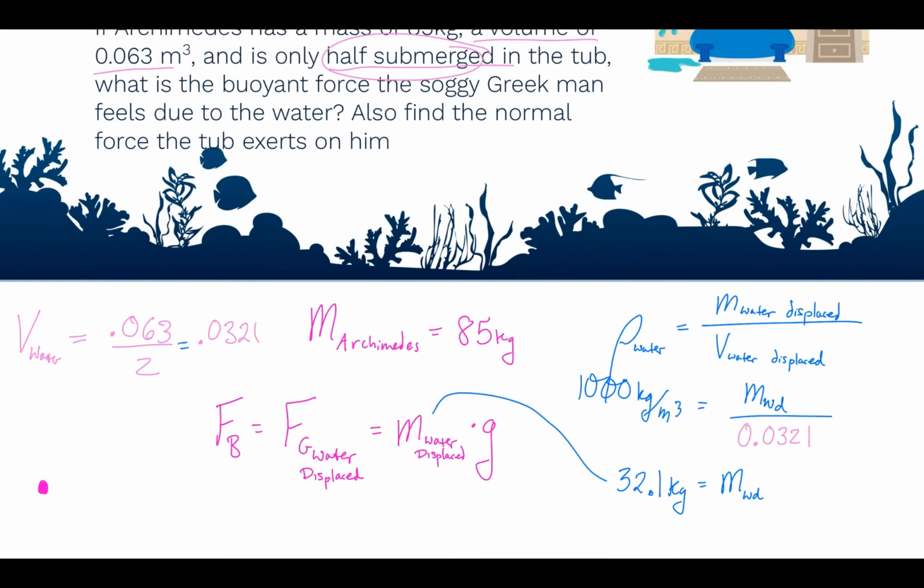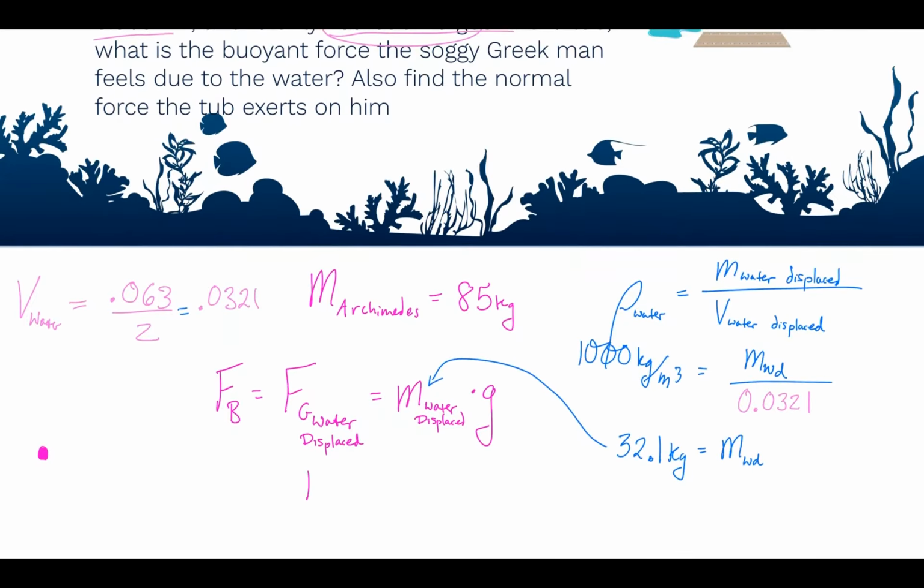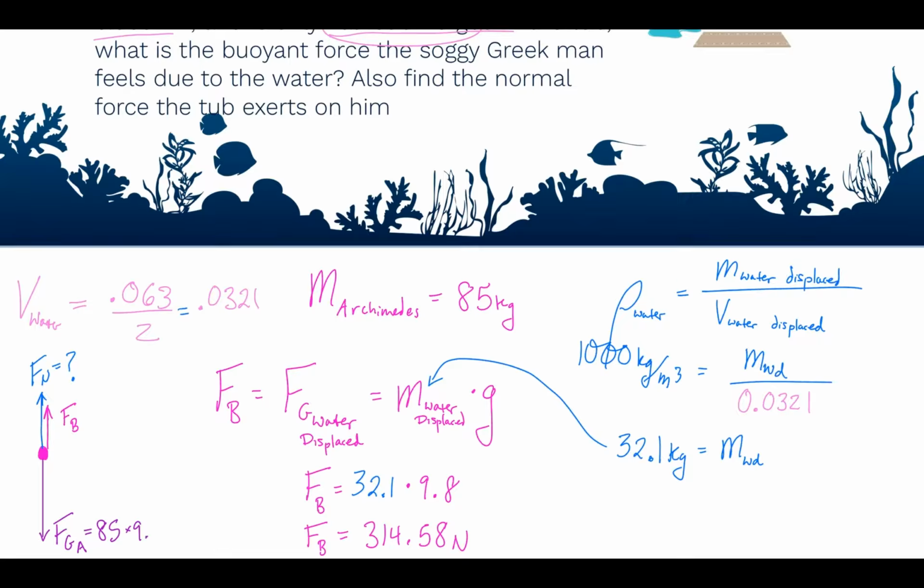And then I can take this and plug it in here to find the buoyant force, because then the buoyant force will be equal to the mass of the water displaced times g, and I get 314.58 newtons. All right, so let's draw a force diagram now. We've got this buoyant force of the water pushing up on Archimedes. And we can find the gravitational force on Archimedes, because that'll be the mass of Archimedes, which is 85 times 9.8. Our buoyant force we just found here.